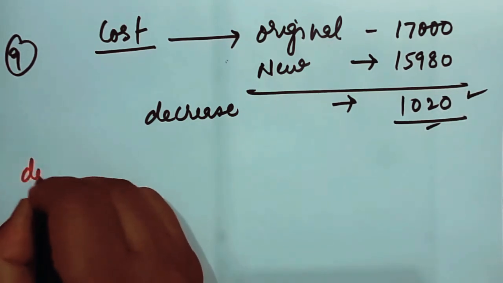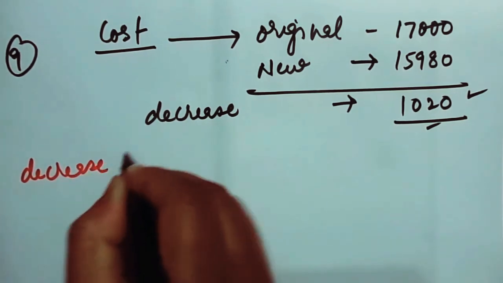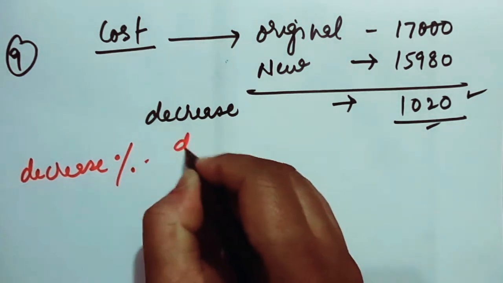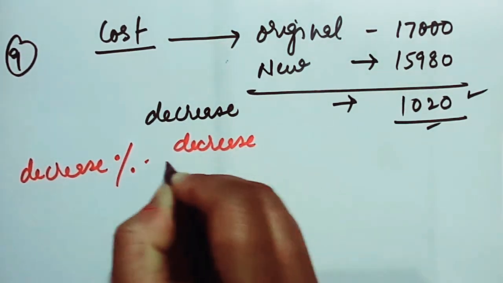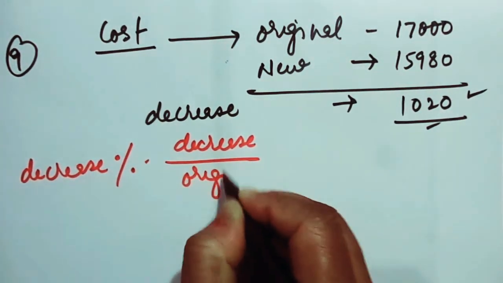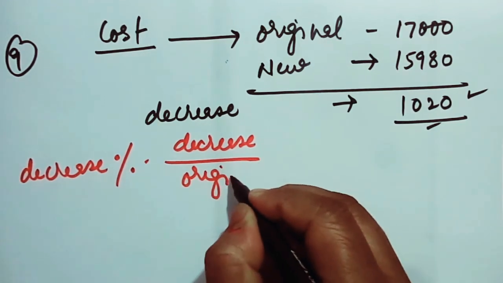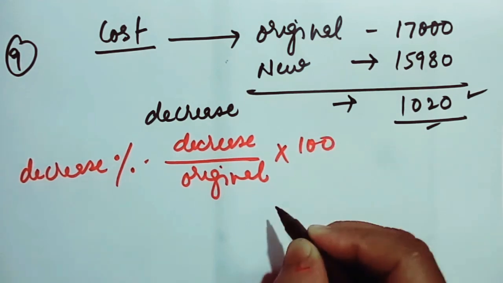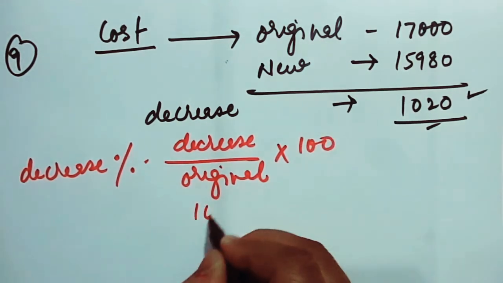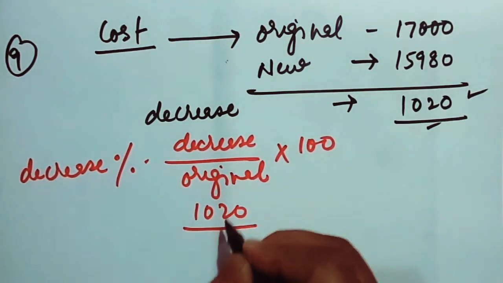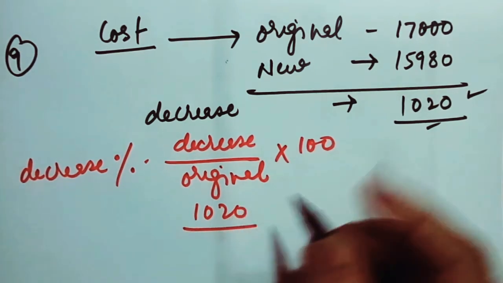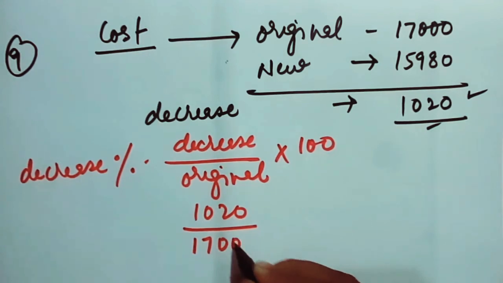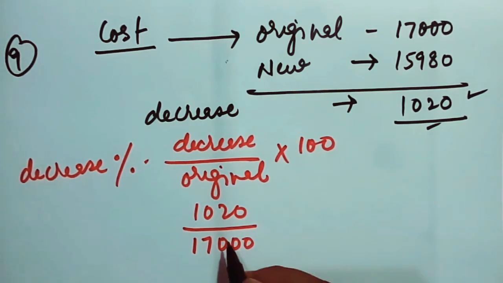So find the decrease percent. Your decrease percent is equal to the decrease by the original value. Whenever we find the percentage decrease, it is decrease by original value multiplied by 100. So your decrease was 1020. Your original value was 17000, isn't it?